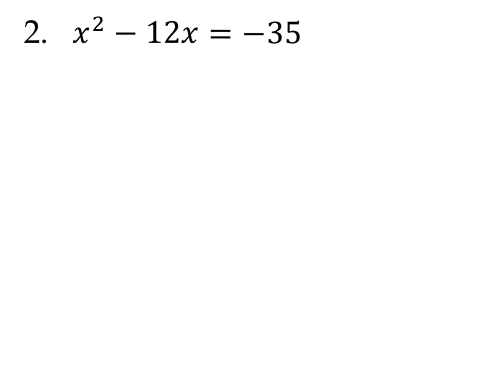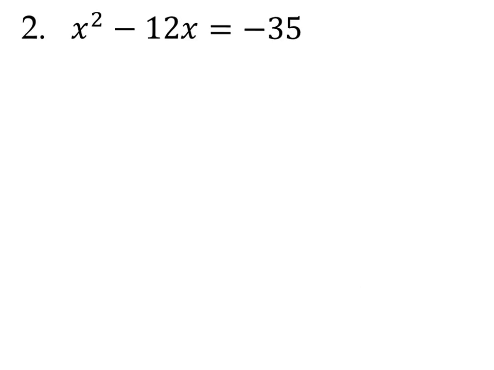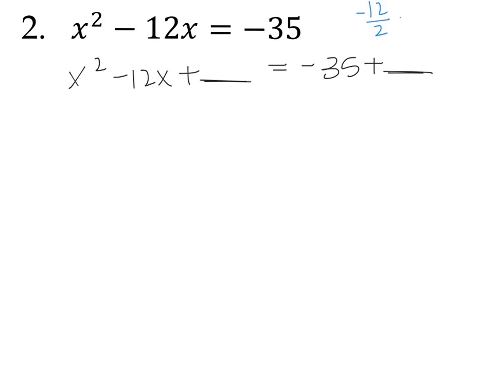X squared minus 12x equals negative 35. Got to complete that square first, so I'm going to have x squared minus 12x plus something, equals negative 35 plus something. Whatever I do to one side, I have to do to the other. So now let's figure out that something. Well, it's going to be negative 12 divided by 2. That's our negative 6, and then we're going to square that to get whatever our c would be. So negative 6 squared, that is 36. So 36 needs to be added to both sides.